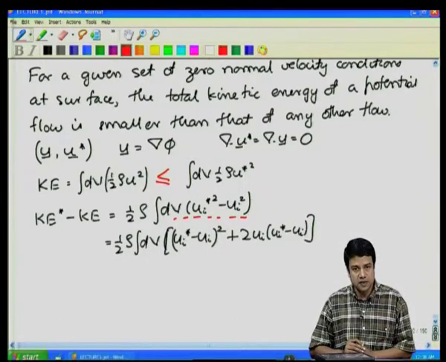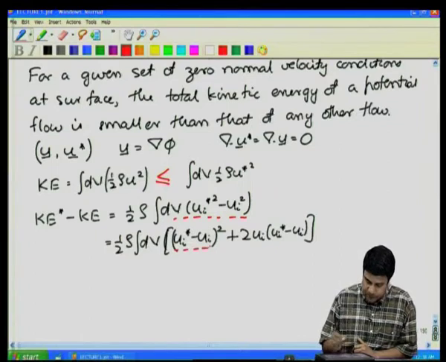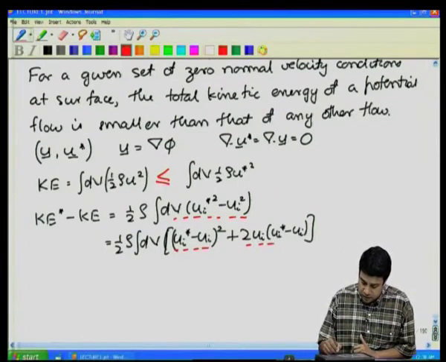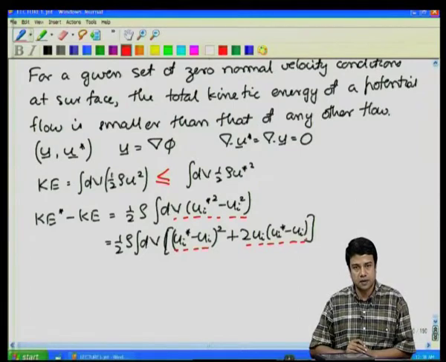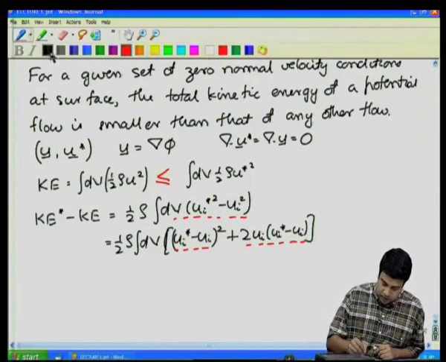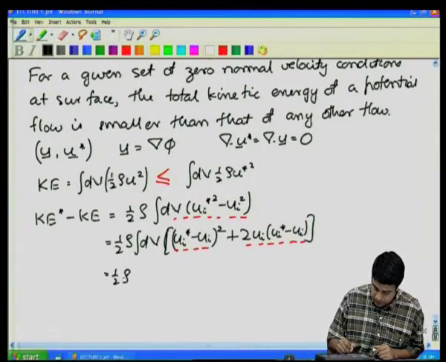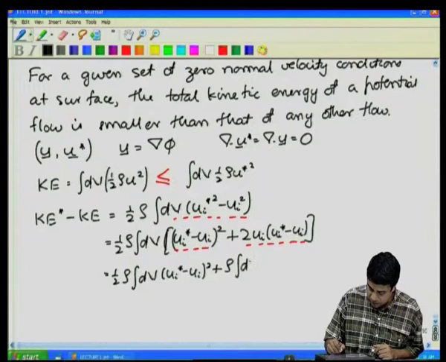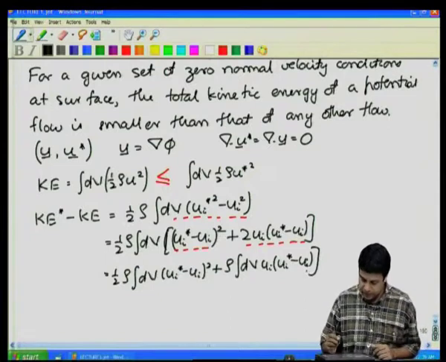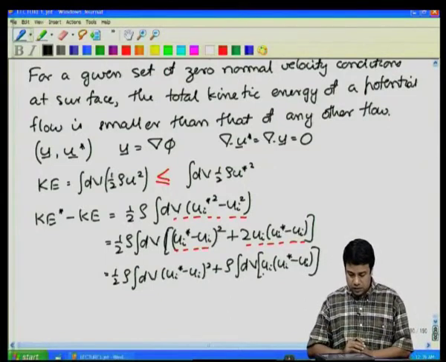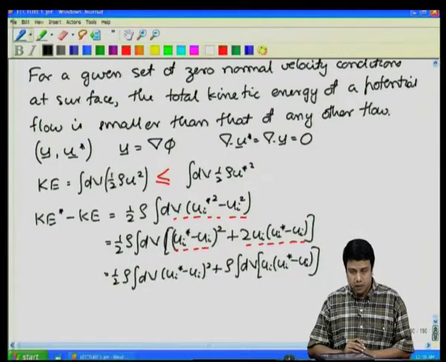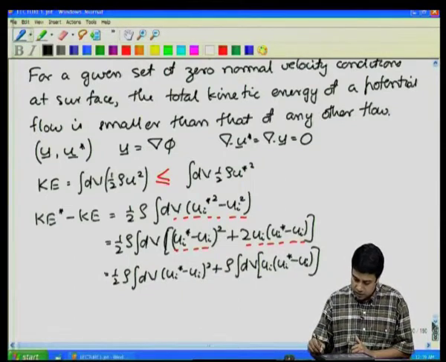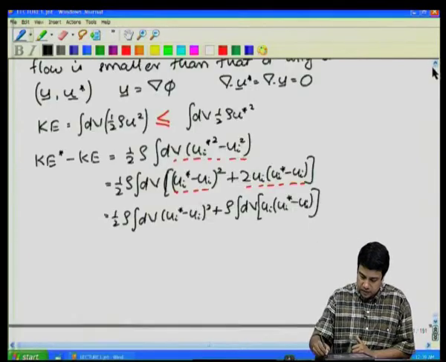Okay. So, this first term here is always positive. What about the second term? Okay. So, I will write this as half rho integral dV of ui star minus ui the whole square plus rho integral dV ui into ui star minus ui. And in the second expression, we know that ui can be written as the gradient of a potential. Okay. The velocity u can be written as the gradient of a potential.